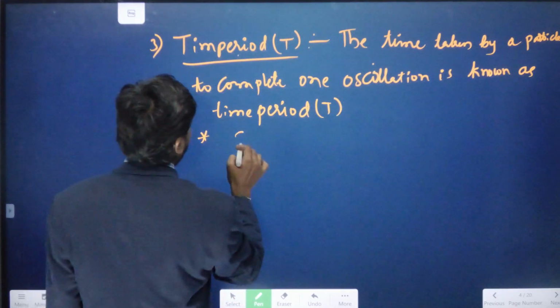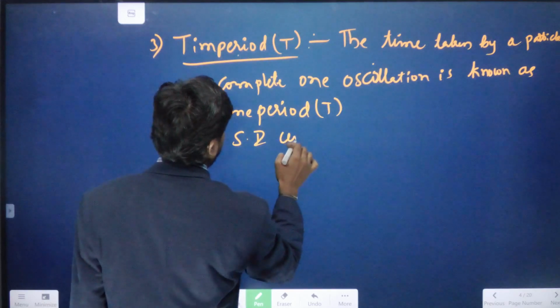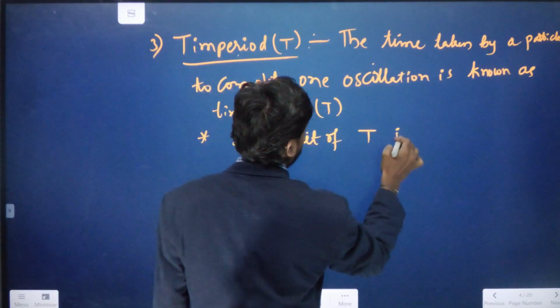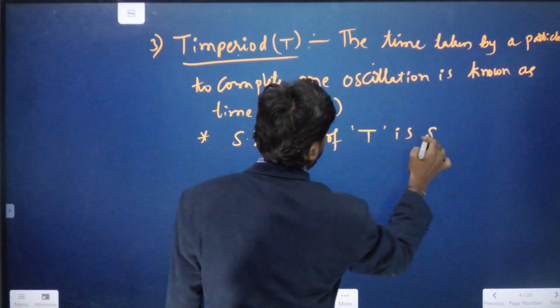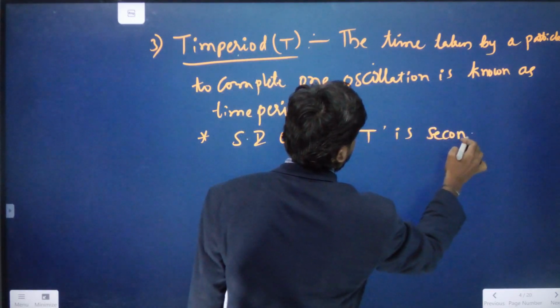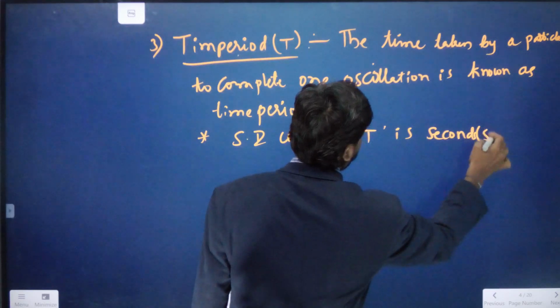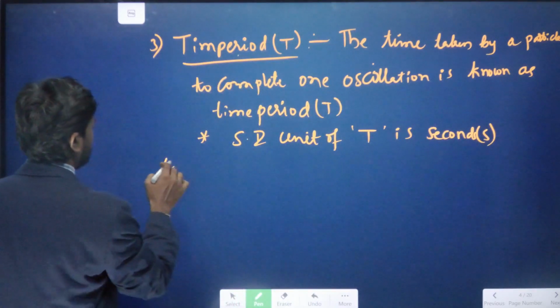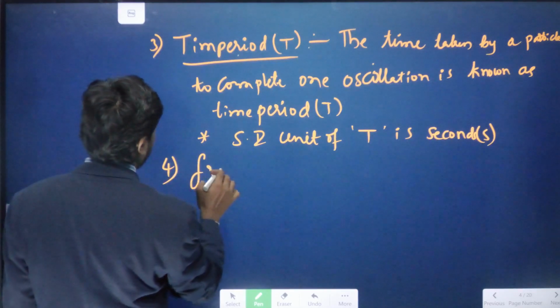So therefore, the SI unit of time period is seconds. Okay, so that is about the time period. And next one we need to know is the frequency.